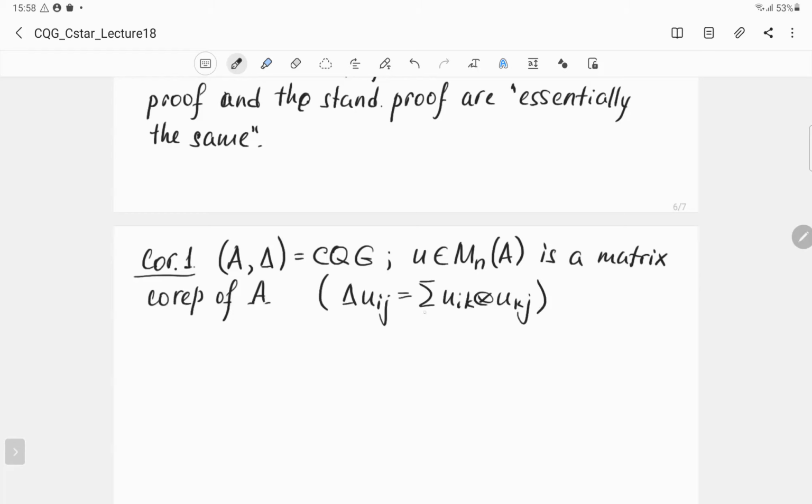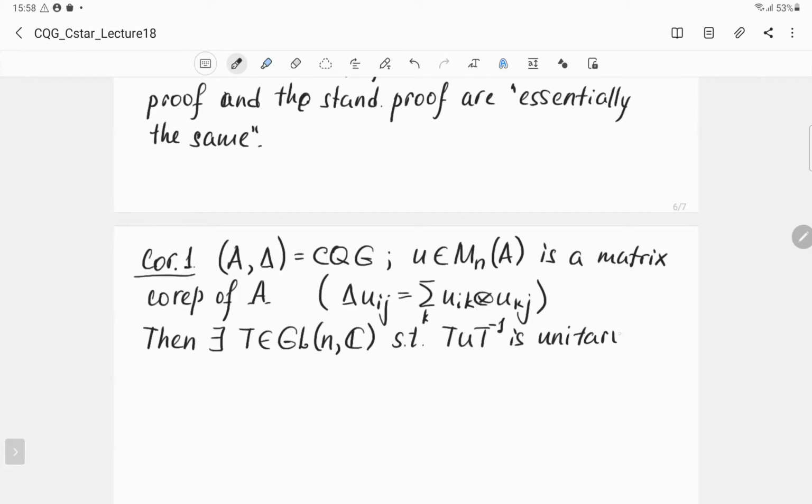We have observed at the very end of the previous lecture that matrix co-representations bijectively correspond to co-representations after we fix an arbitrary basis in our co-representation space. Then there exists an invertible complex n by n matrix T, such that the element T U T inverse is unitary. This result is just a matrix form of our previous theorem.